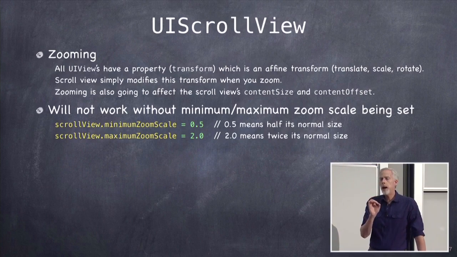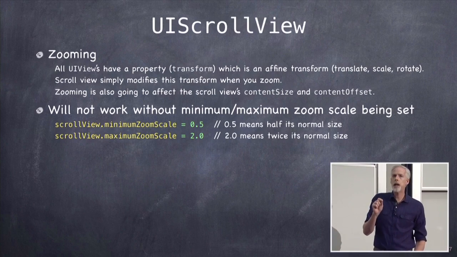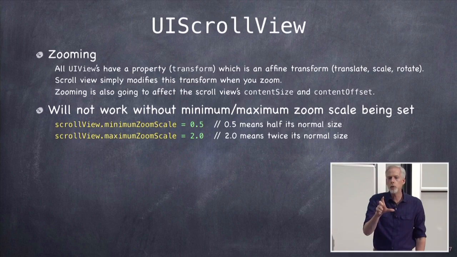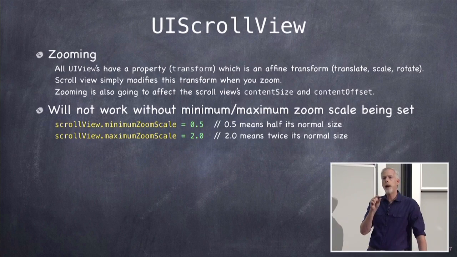So there are two things about zooming in a scroll view that you have to know. One is you have to set the minimum and maximum zoom scale. That's how far you'll zoom in and how far you allow to zoom out. By default, these are 1.0 and 1.0, meaning no zooming in and no zooming out. So you have to set these to something.